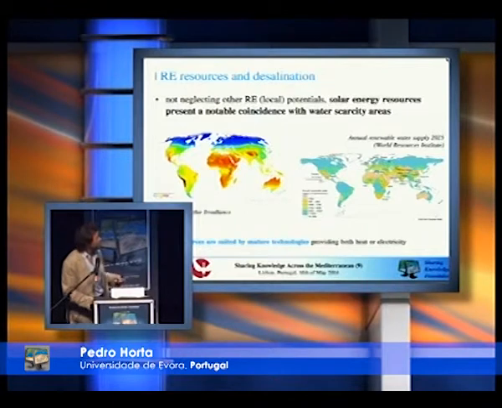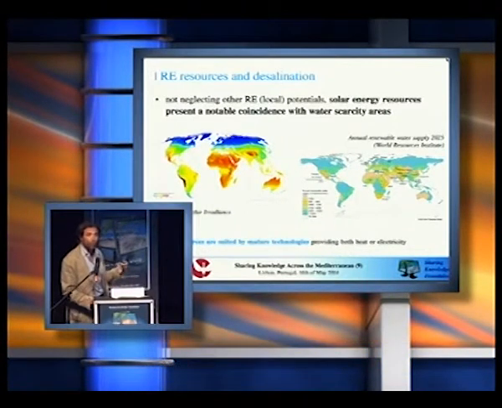What we can see is that the solar resource has a notable coincidence with water scarcity areas. So mainly we can state that solar energy-based desalination could be a solution for all of the regions presenting water scarcity problems.